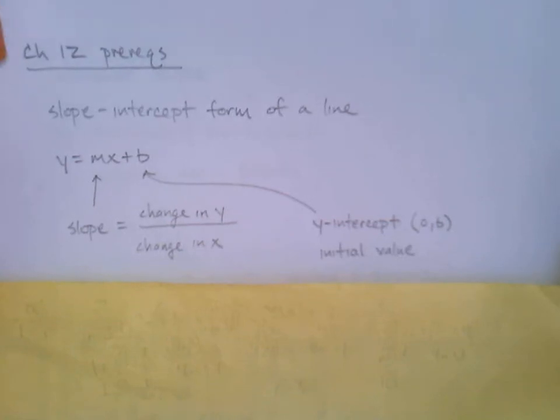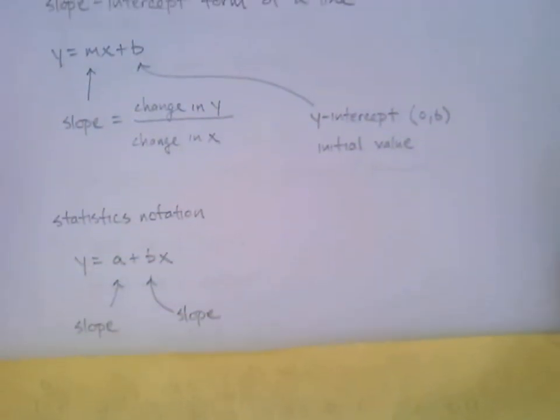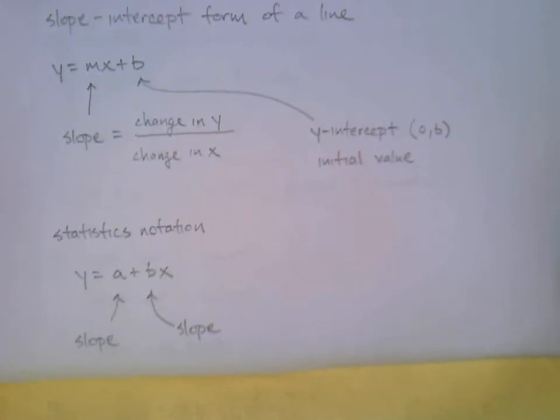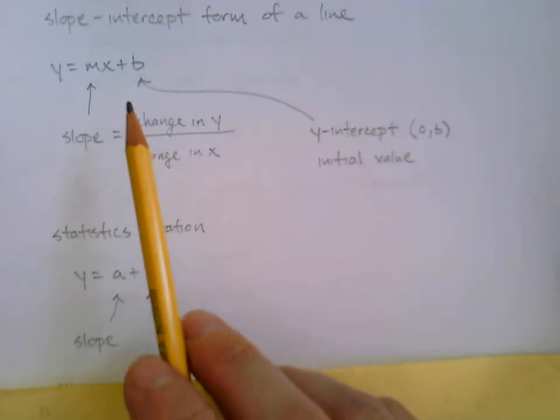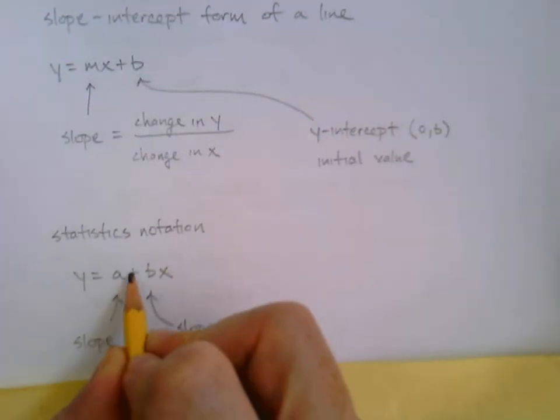Okay. What else do we need to know? Statistics notation. So statistics is really its own brand of thinking, and it has all of its own language and applications and that sort of thing. And it's got its own notation. So statisticians don't use the y equals mx plus b form. They think of it like this: y equals a plus bx.